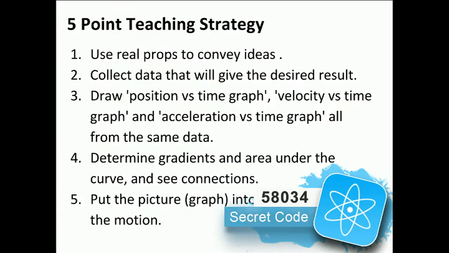Couldn't have been. Okay, then number 4, determine gradients and area under the curve and see connections. When you've now worked with the identical data, you'll start to see that your final displacement or distance covered will, when you work out the area under the velocity time graph, land up being the same number. And that's part of the discovery that the students go through when they work through data. I'm going to work through it in a second very quickly, but they get to the point of going, oh, wow, that's the same.